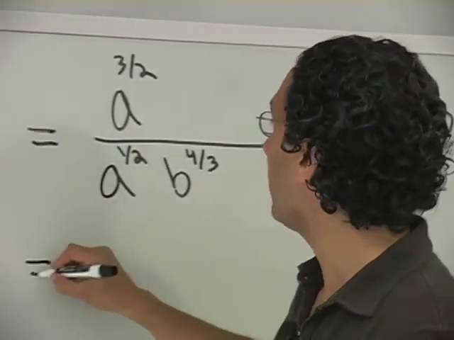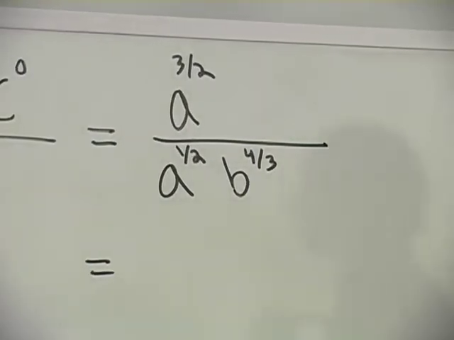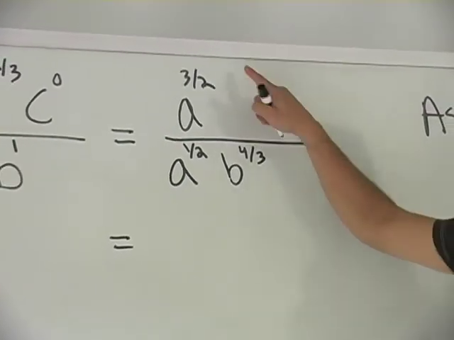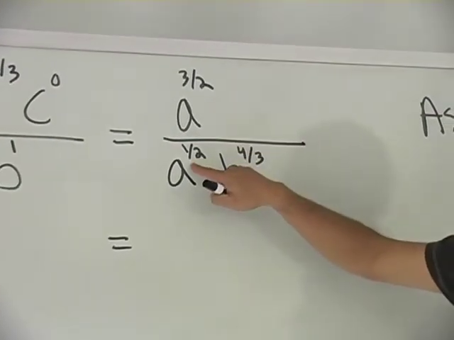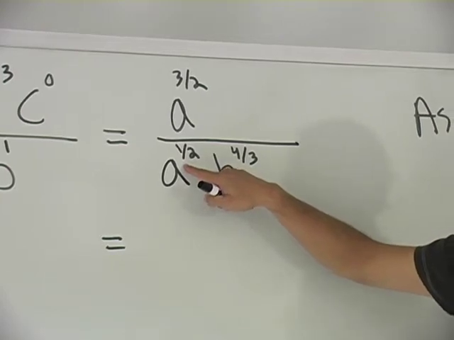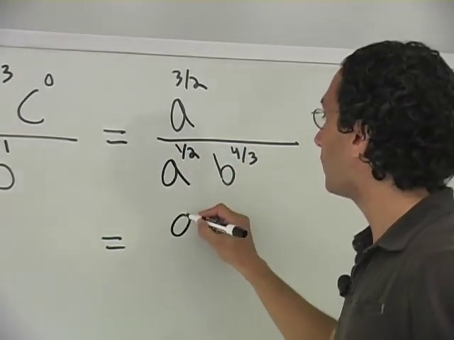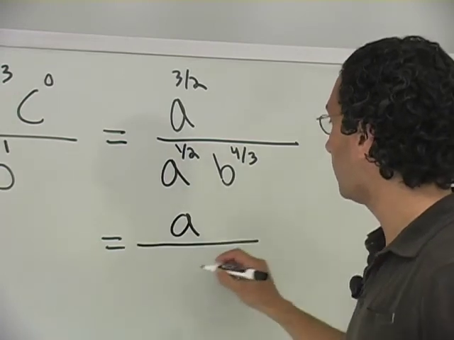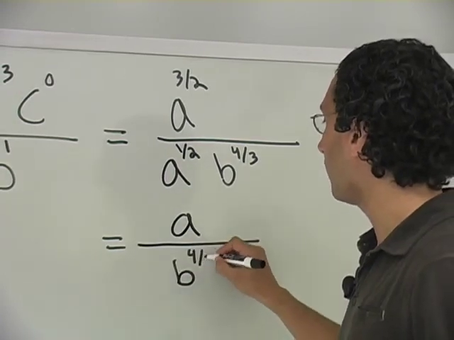All right, let's play the same game that we played over here, which is subtracting the exponents. 3 halves minus 1/2 is just 2 halves, or 1. So we're left with a to the first over b to the 4/3.